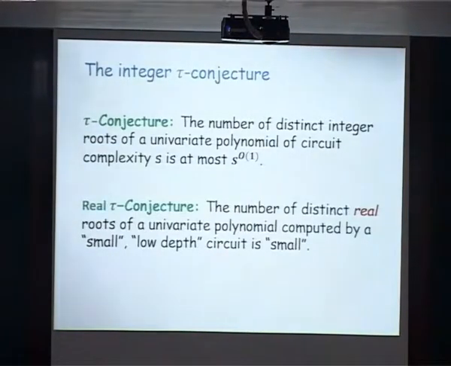So here's what the real tau conjecture says. The number of distinct real roots of a univariate polynomial computed by a low depth circuit is small. I won't quantify low depth and small here, but intuitively this is what it says. There has also been some progress along this direction, but I particularly like one question which arose in connection with this.